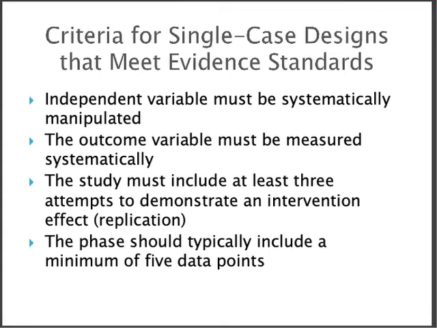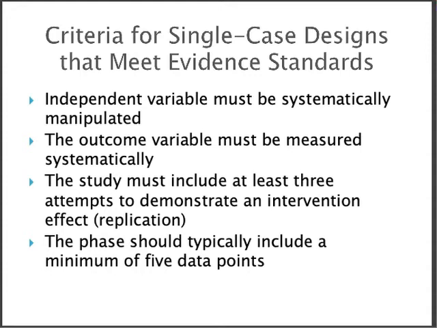So the criteria for SCDs: the independent variable must be systematically manipulated, the outcome variable must be measured systematically, the study must include at least 3 attempts to demonstrate an intervention effect, and the phase should typically include a minimum of 5 data points. We can get below that number of 5. It should be over 3, but we can go under 5 if we say something to the effect of, by giving this probe this many times to this student, we are introducing them to, we could see test fatigue.